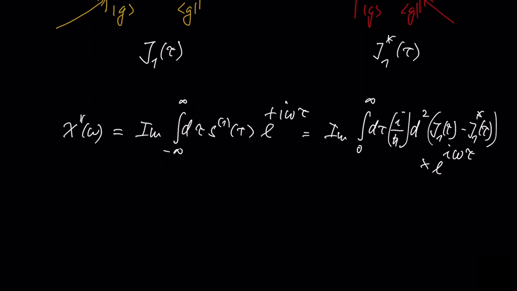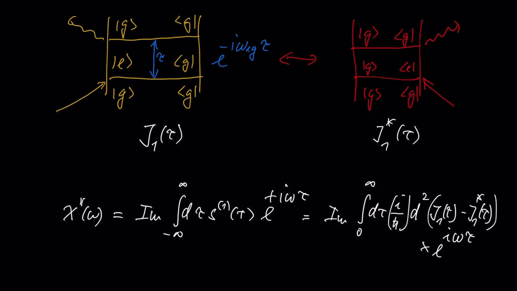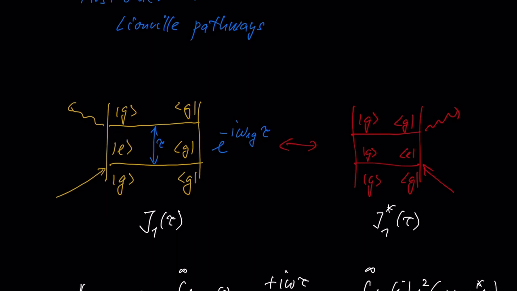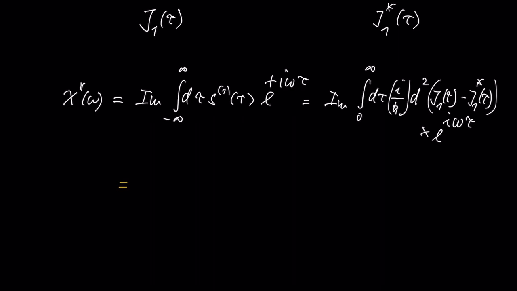Being also inspired by what we have done before, we can realize that whatever the time evolution of this trace, or of the evolution operator here, will be, it will contain the phase factor e to the power of minus i omega eg, or the complex conjugated one, and then the rest of it will be some sort of a slow evolution, at least with respect to the optical frequencies.